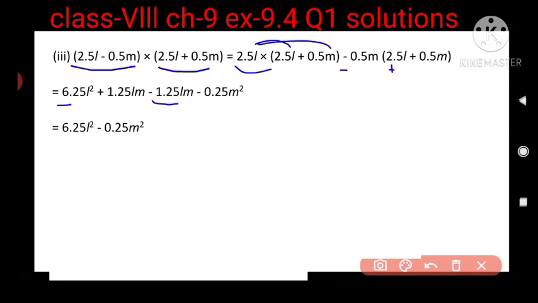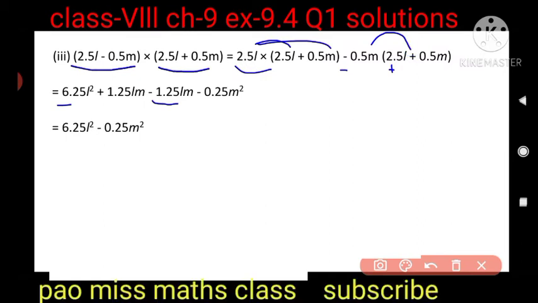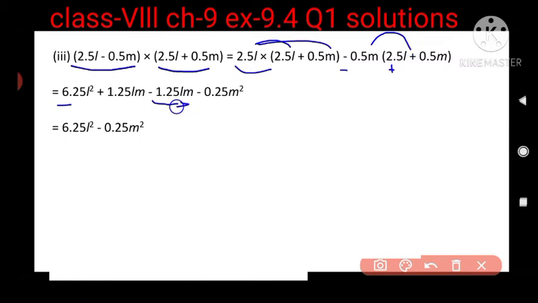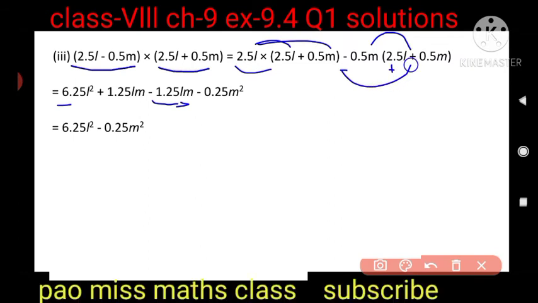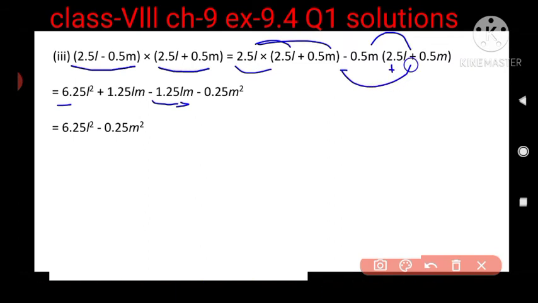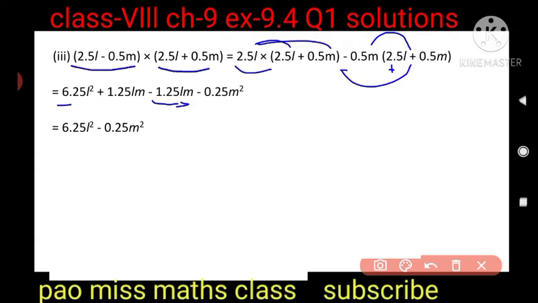And what are the variables? LM. So you can write LM, isn't it? So LM. Now next you can see this is minus and this is again plus. So minus plus is minus. Now 0.5 multiplied with 0.5, you will get 0.25 meter square.